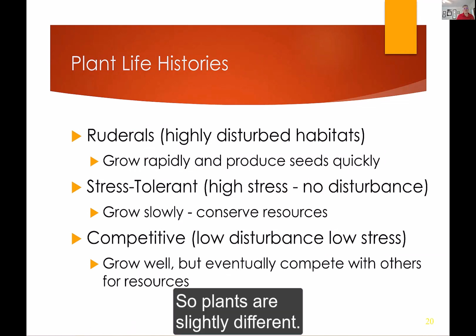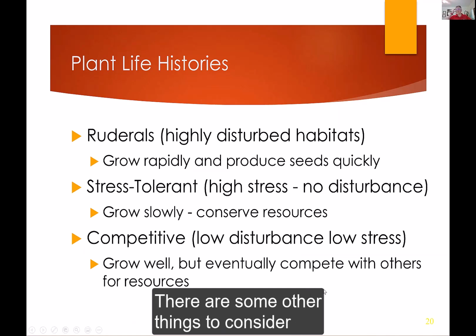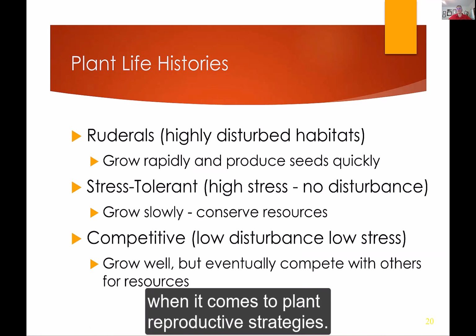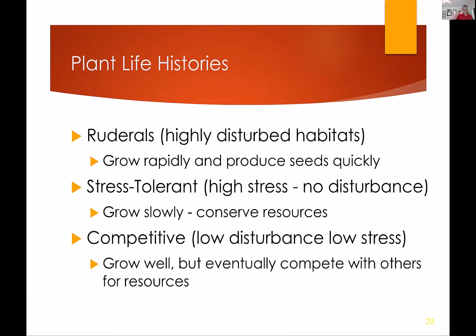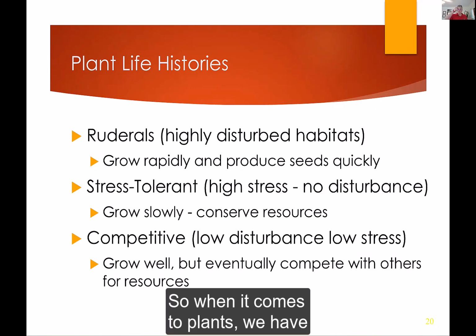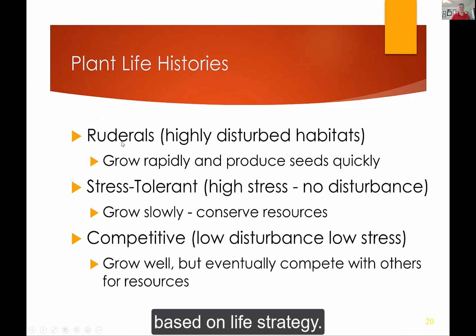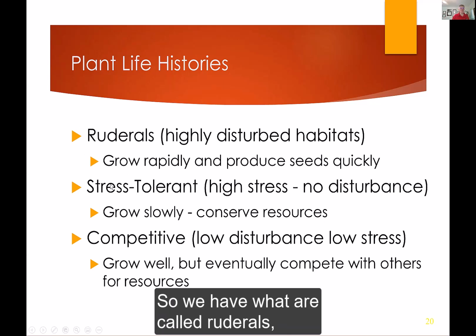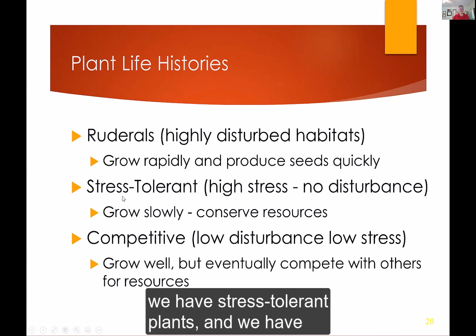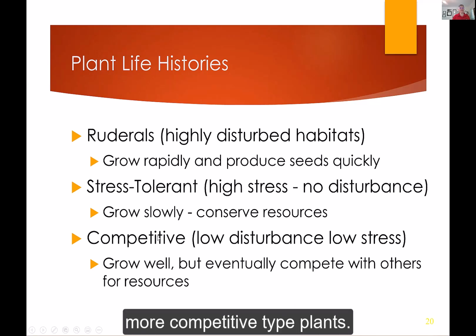So plants are slightly different. There are some other things to consider when it comes to plant reproductive strategies. When it comes to plants, we have basically 3 different categories based on life strategies. We have what are called ruderals, we have stress tolerant plants, and we have more competitive type plants.